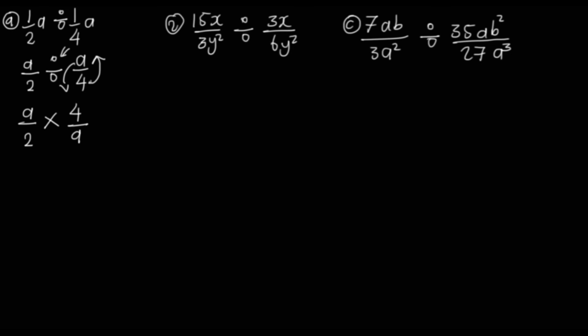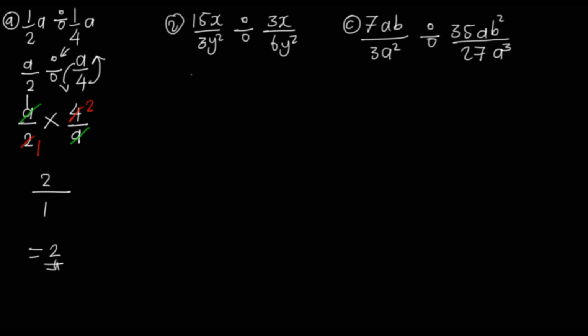Then from there we can cancel. We can simplify by canceling this a and this a. Then we can also cancel the 2. The 2 here becomes 1, the 2 here becomes 2. From there we can write the remaining part. So here is 1, 1 times 2 is 2 over 1, which is equal to just 2.